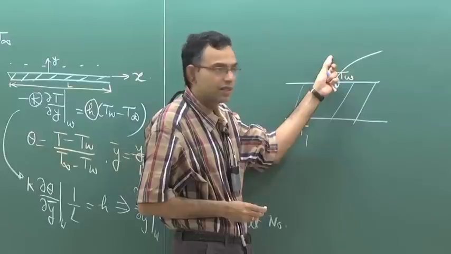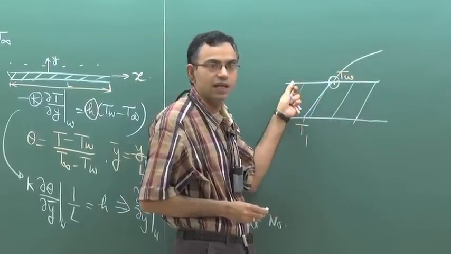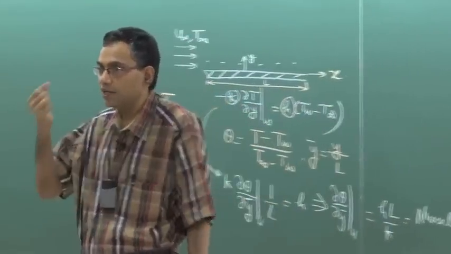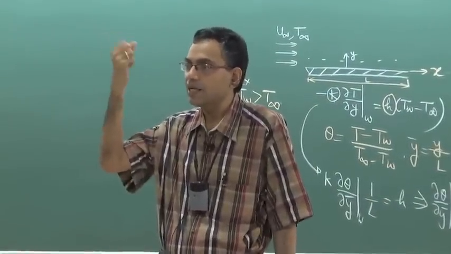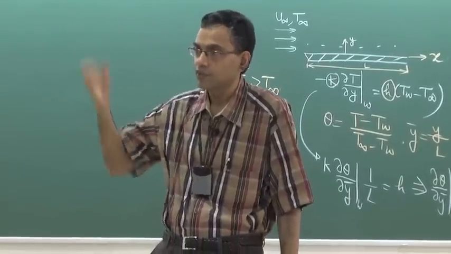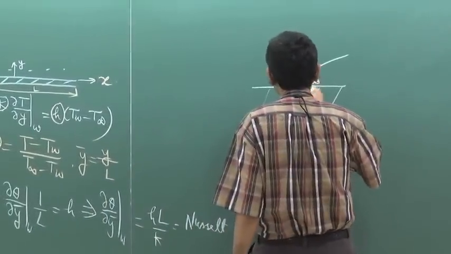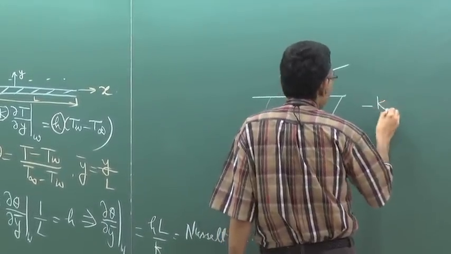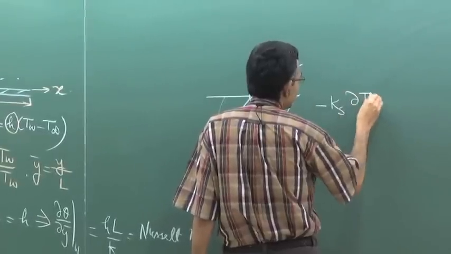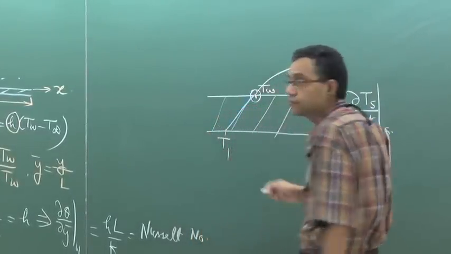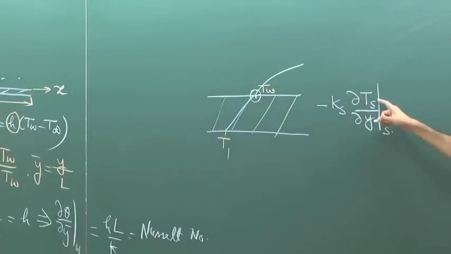The reason is that this is an interface. Interface does not have any thermal storage capacity. So, whatever heat comes at the interface, at the same rate it will leave. So, what is the rate at which heat is coming at the interface? Minus K, right, S for solid. We will use S for solid and F for fluid.